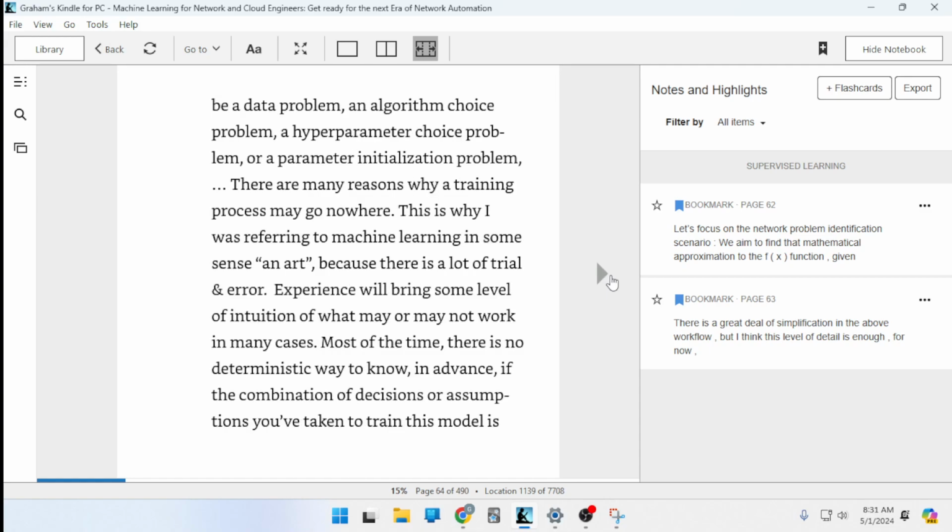Why is that? It could be a data problem, an algorithm choice problem, a hyperparameter choice problem, or a parameter initialization problem. There are many reasons why a training process may go nowhere. This is why I was referring to machine learning in some sense as an art, because there is a lot of trial and error.